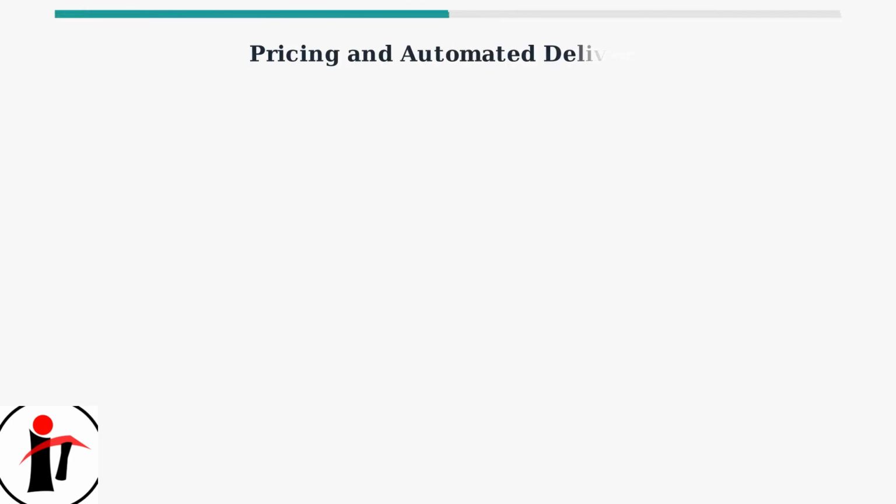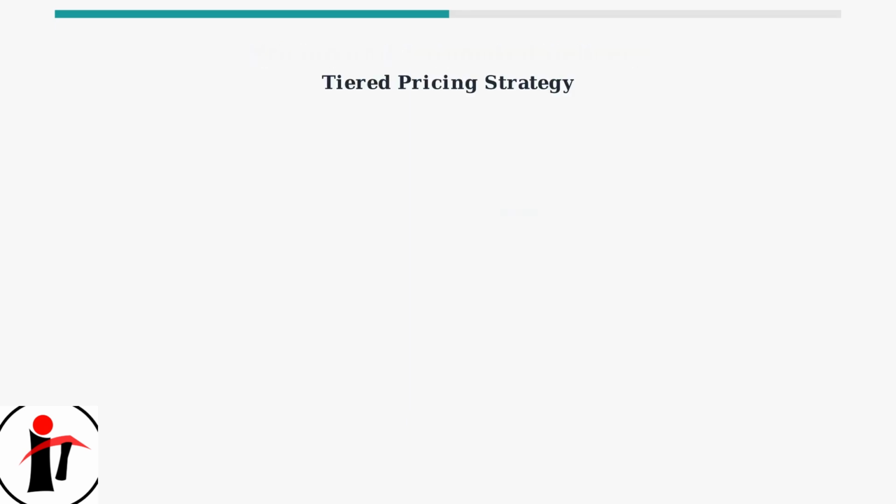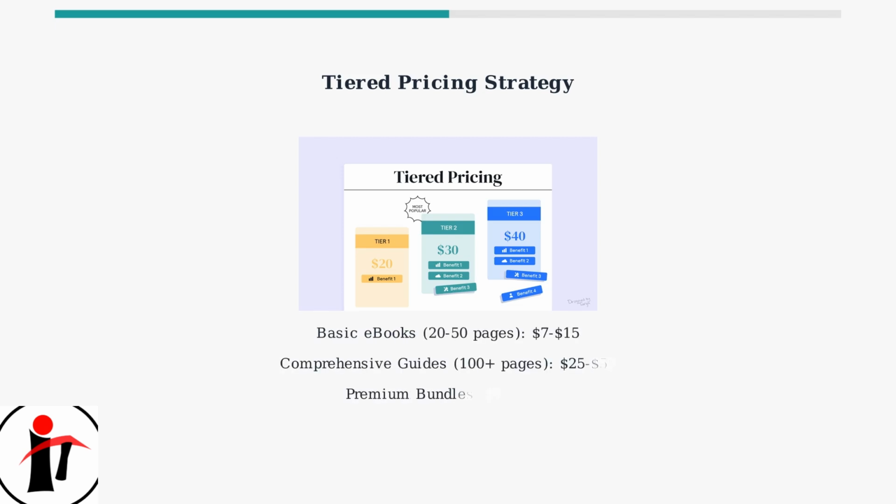Now we'll explore how to price your ebook effectively and set up automated delivery systems that provide a seamless customer experience. Start with a tiered pricing strategy that matches your content value. Basic ebooks of 20 to 50 pages should be priced between $7 and $15. Comprehensive guides over 100 pages can command $25 to $50. Premium bundles with multiple ebooks and bonuses can reach $75 to $200.